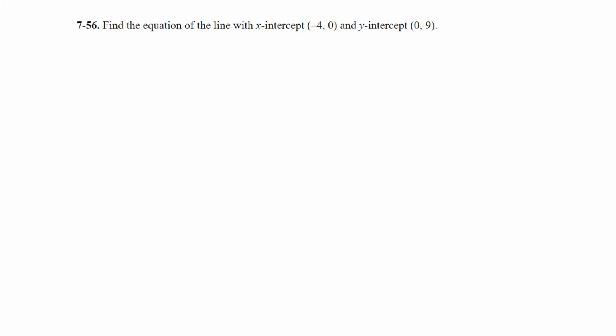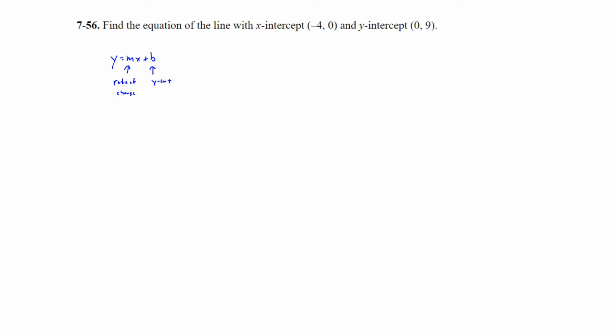Question 56. Find the equation of a line with an x-intercept and a y-intercept. So you need two things for an equation of a line. You need the rate of change, and you need the y-intercept. The b represents the y-coordinate of the y-intercept, and the m represents the rate of change, or the slope.